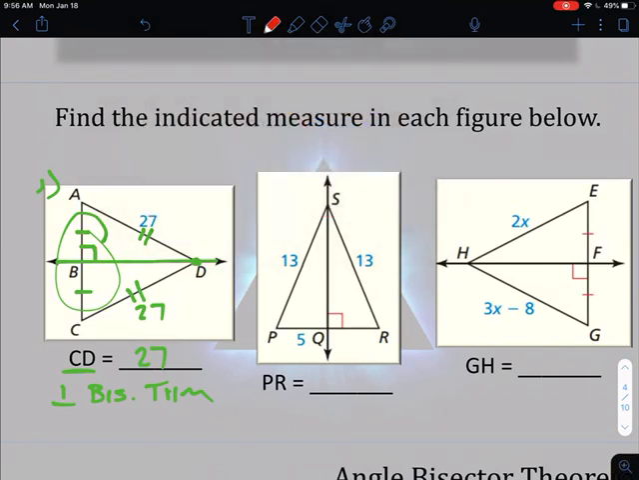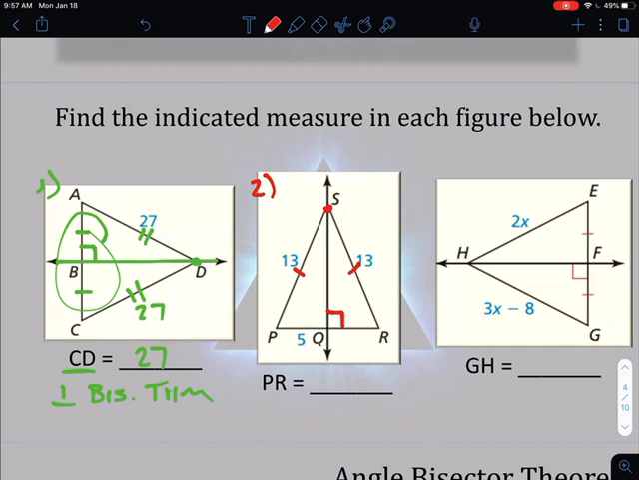Okay. In example number 2, we have almost the same type of information. So we see that line SQ is perpendicular to line PR. We got the little box symbol. And then this time, though, they're telling us that point S up here is the same distance away from P as it is from R. So this is the information we start with.